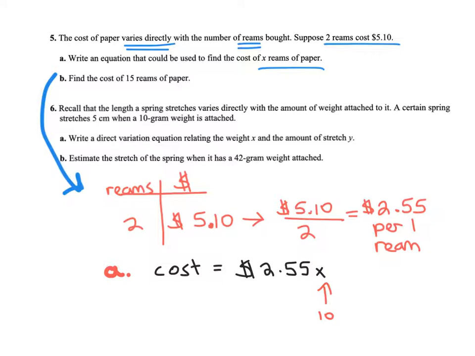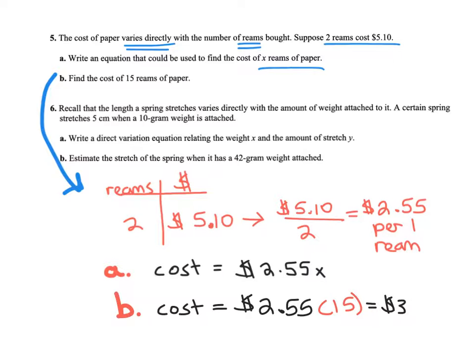Okay, so it says find the cost of 15 reams of paper. That's part B. So to find the cost of 15 reams of paper, and I'm asked to use my equation, I'm going to use my equation of cost equals $2.55. And if I buy 15 reams of paper, I'm just going to multiply $2.55 times 15. And what that gives me is $38.25. So my total cost is $38.25 for 15 reams of paper. Okay, so that's example 5.